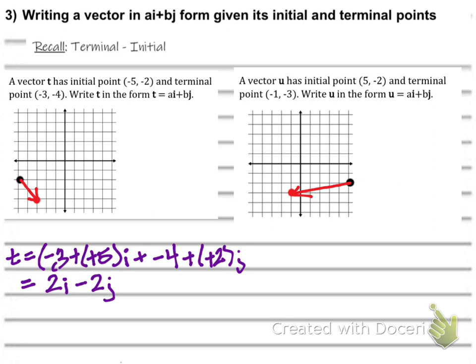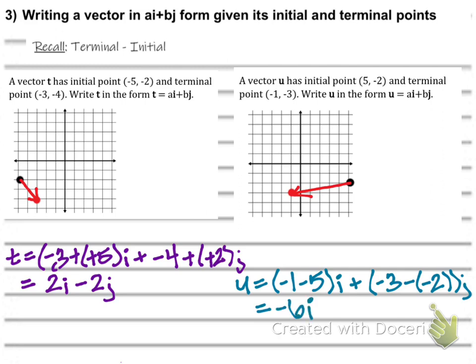And again, you don't have to draw it. I just sometimes think it helps a little bit. So we're talking about vector u. And starting with our horizontal, we'll have -1 minus 5i, plus, for our vertical component, -3 minus -2j. So -6i, positive, minus j. So if we've only got 1 unit there, you don't put the 1 in front of it, right? We just leave it.